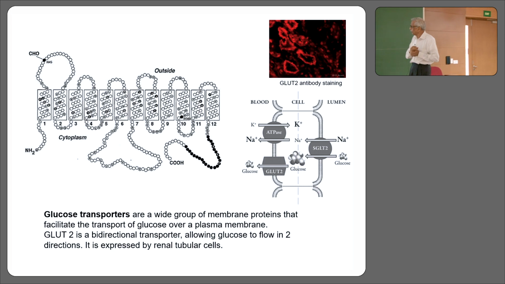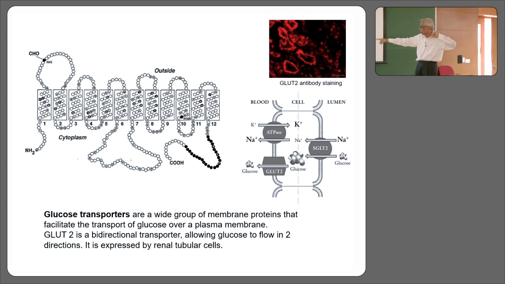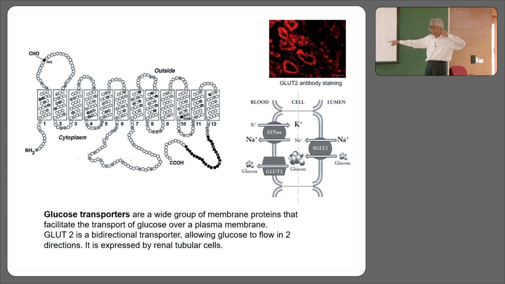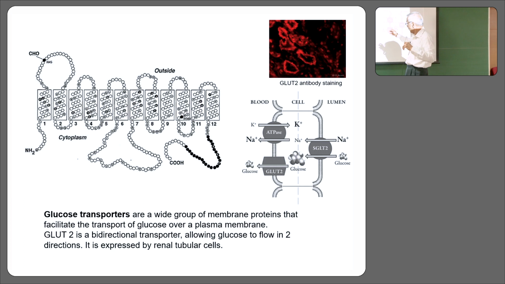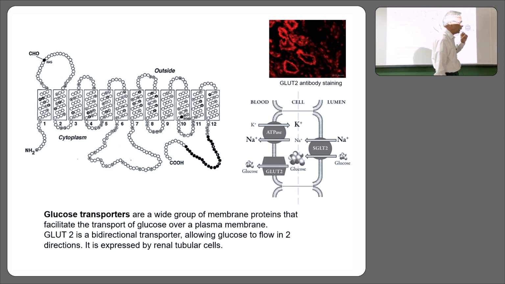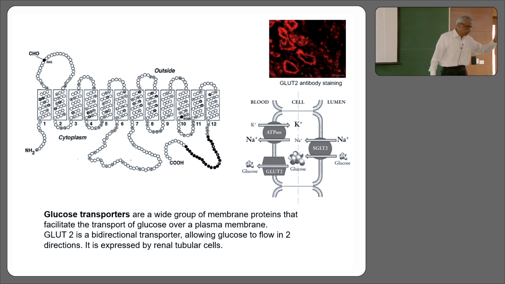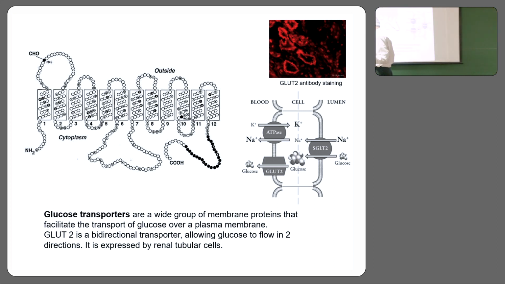So we are talking about glucose transporters, a wide group of membrane proteins that facilitate the transport of glucose over the plasma membrane. GLUT2 is a bidirectional transporter, as we have already made the point, allowing glucose to flow in 2 directions. It's expressed by renal tubular cells. So in the proximal convoluted tubule, what kind of GLUT are you going to get? GLUT2. Is it going to be on the apical side or the basal side? Basal. Good, it's going to be on the basal side, you are right.